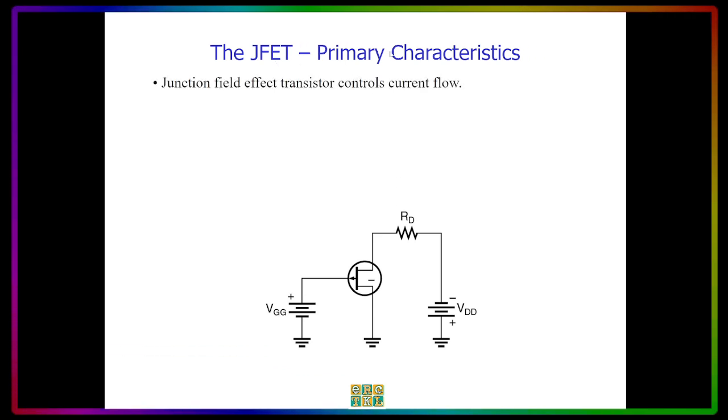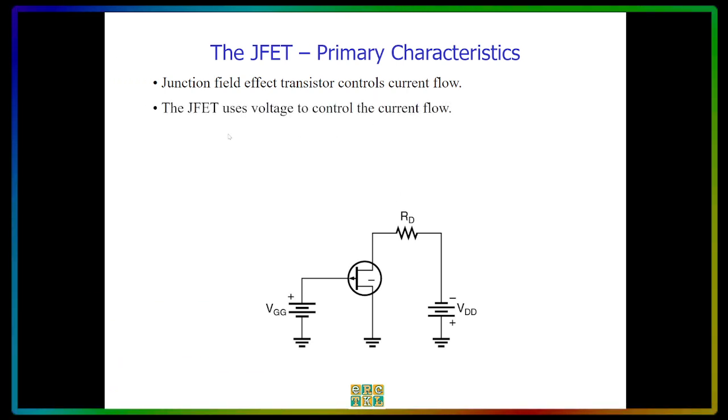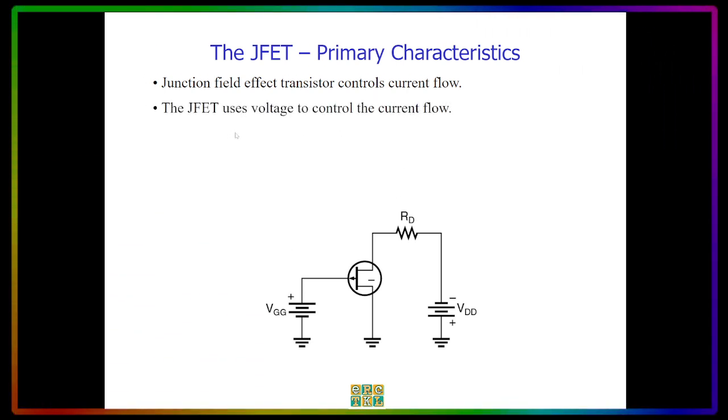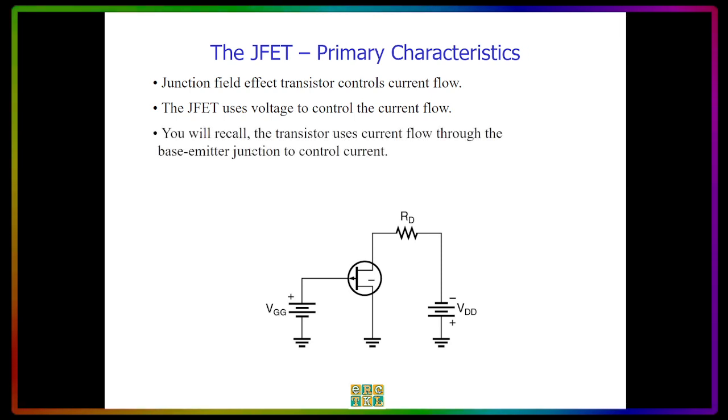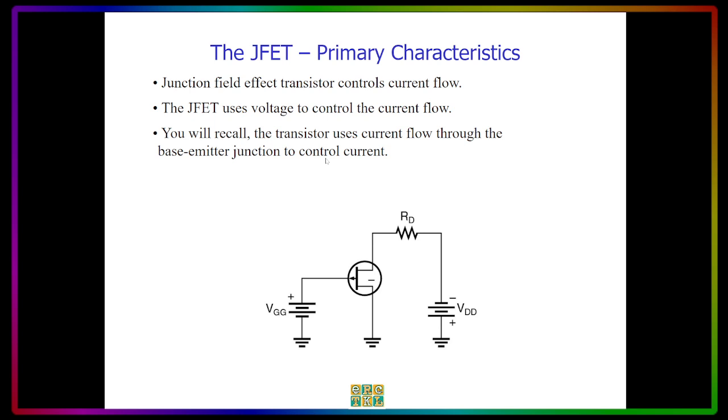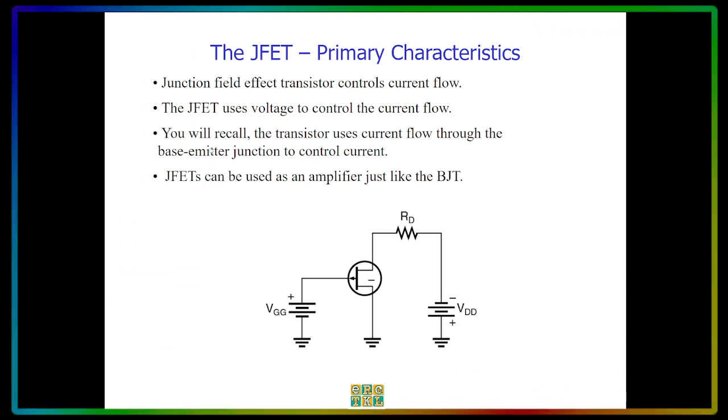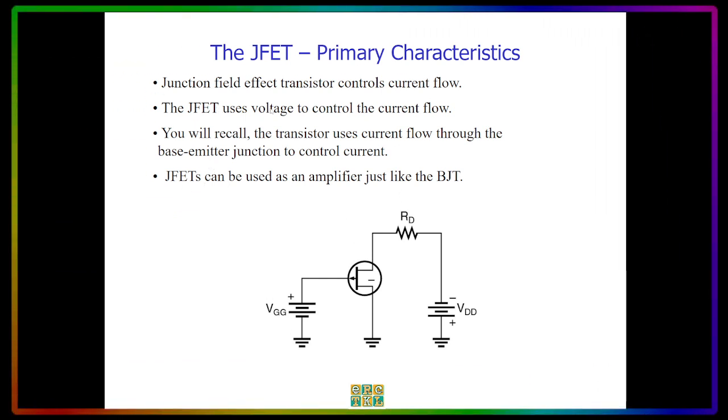Now, the JFET primary characteristic: the JFET transistor controls the current flow, of course, and the JFET uses the voltage to control this current flow. And if you will remember, the BJT transistor uses the current flow through the base emitter junction to control the current, or it uses the IB to control the IC. That's for BJT. But for JFET, it uses the voltage to control the current.